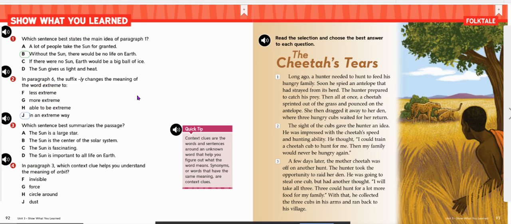Number 3, which sentence best summarizes the passage? Well, summarize means to retell the main points of the passage. And how do you summarize? Well, you can first take the main idea and its supporting details. And you should have chosen D. The sun is important to all life on Earth. So that summarizes what the passage is mainly about. So we'll circle D.